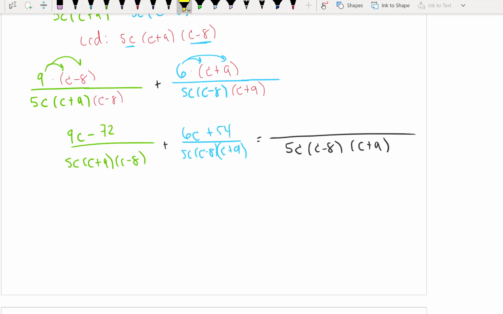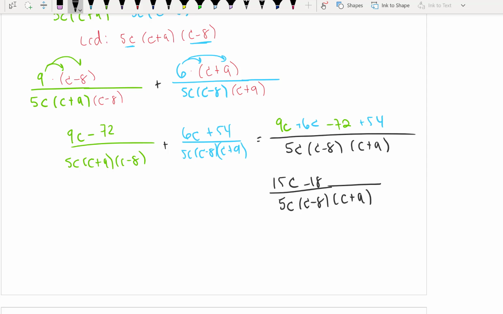So now I get to add my c's together. So remember, I have a 9c, and it's being added to a 6c. I have a negative 72, and I also have a positive 54. So 9 plus 6 is going to give me a 15c. Negative 72 plus 54 is going to give you a negative 18. And all of this is over 5c, c minus 8, and my c plus 9.